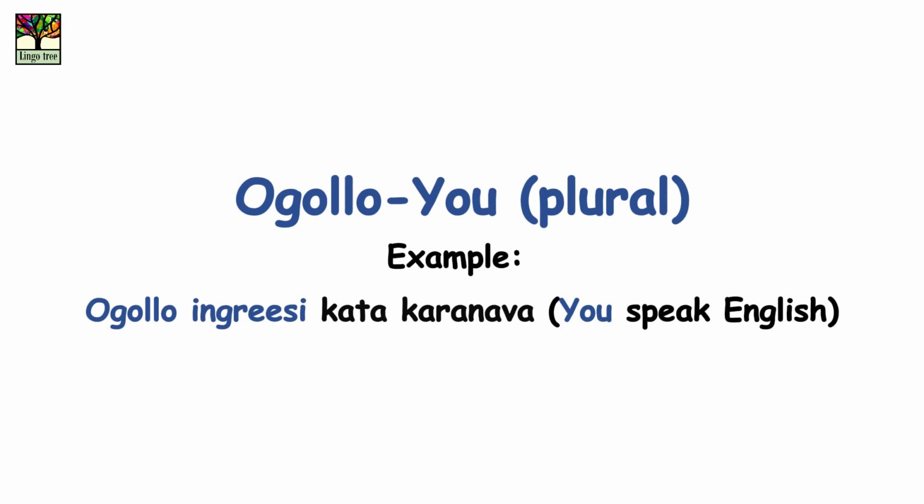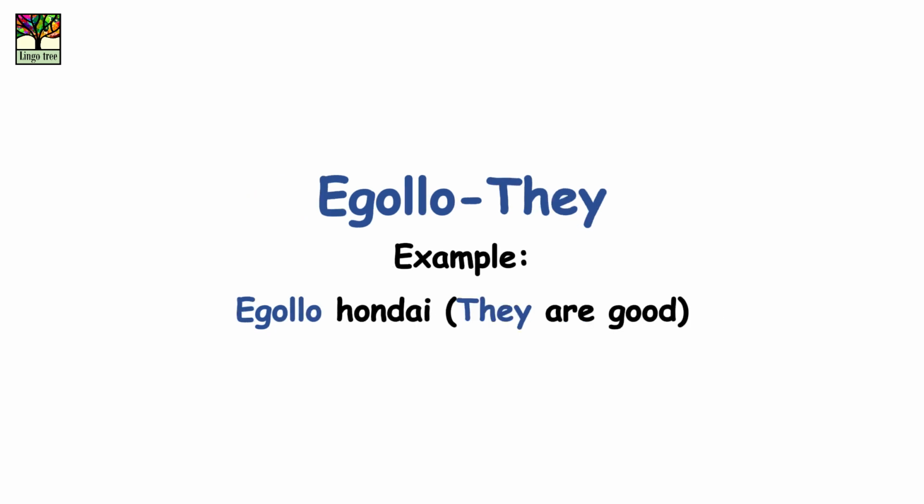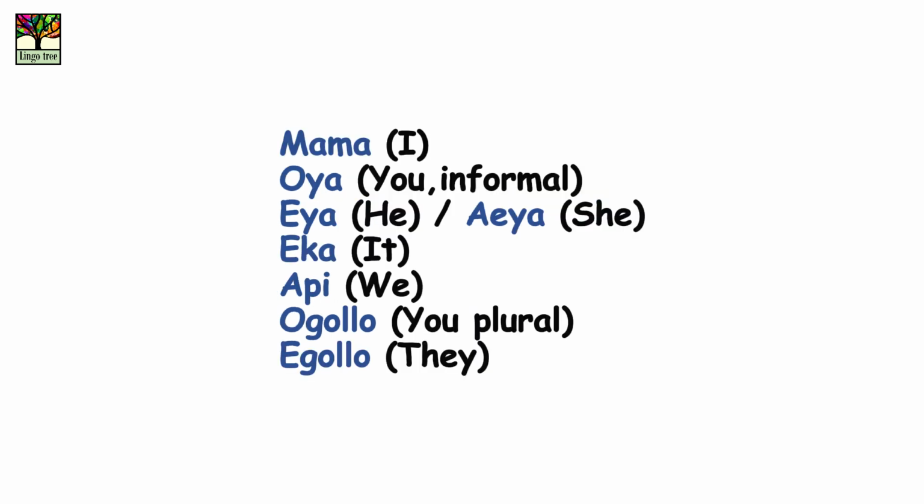ඕගොල්ලෝ ඉංග්‍රීසි කතා කරනවා. You speak English. ඒගොල්ලෝ හොඳයි. They are good. මම, ඔයා, එයා, ඇය, ඒක, අපි, ඕගොල්ලෝ, ඒගොල්ලෝ.